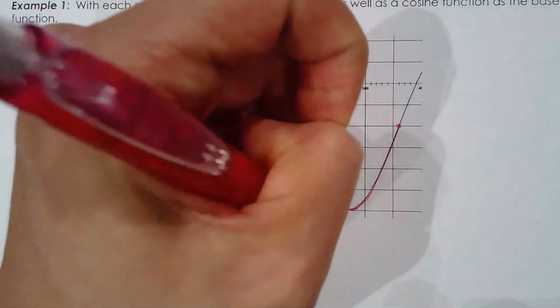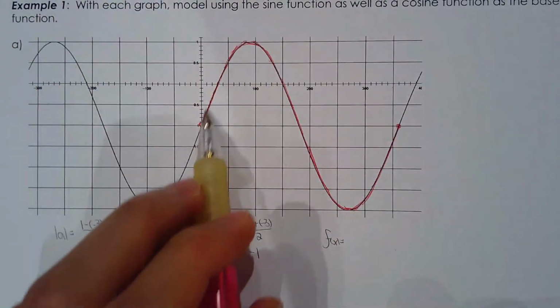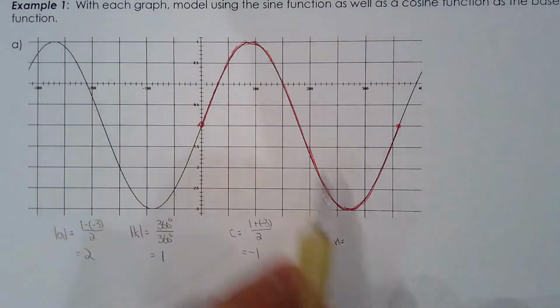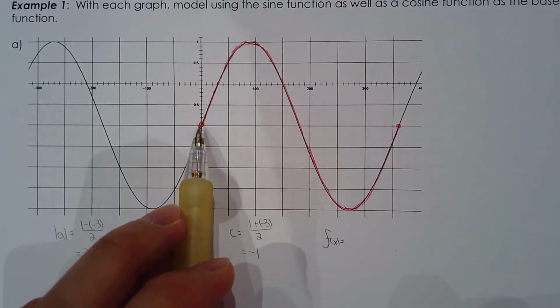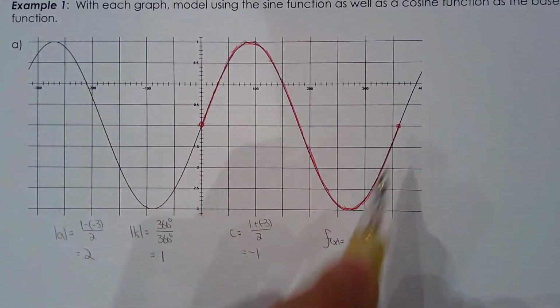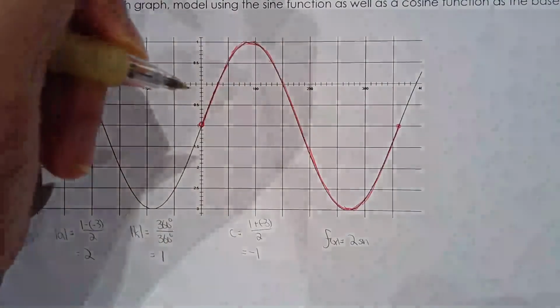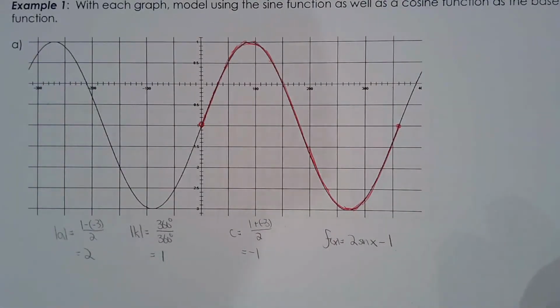So f of x equals, and by the way, this is if I choose this as my starting point, this is the regular sine function here. So this would be 2 sine x minus 1.